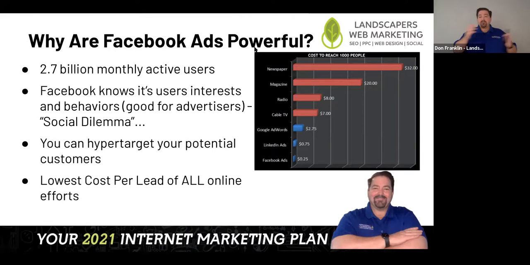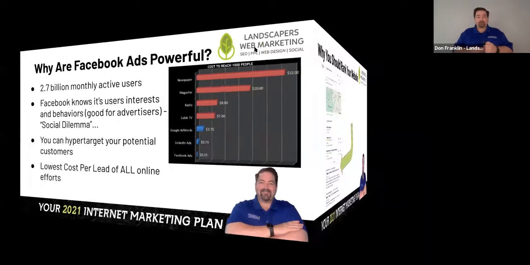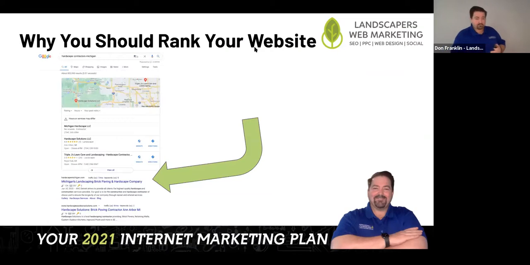If you look at the little graph, you'll see the traditional newspaper, magazine, radio, cable TV: costly, very costly to reach just 1,000 people. And then all the way on the bottom is Facebook ads. On average, and this is across all markets, it's 25 cents per 1,000 to get your brand and your message out in front of them. Very, very low cost. So now we're going to jump to search engine optimization and ranking your website.